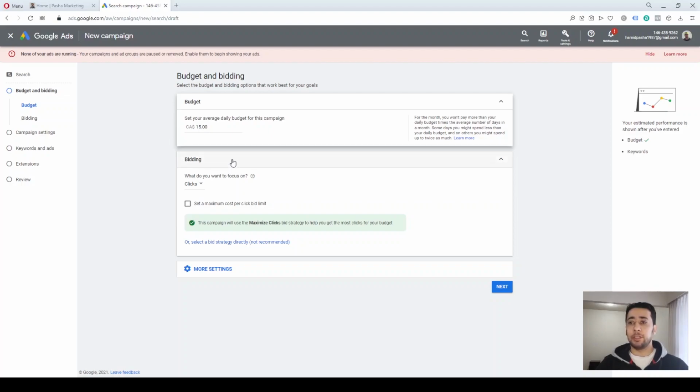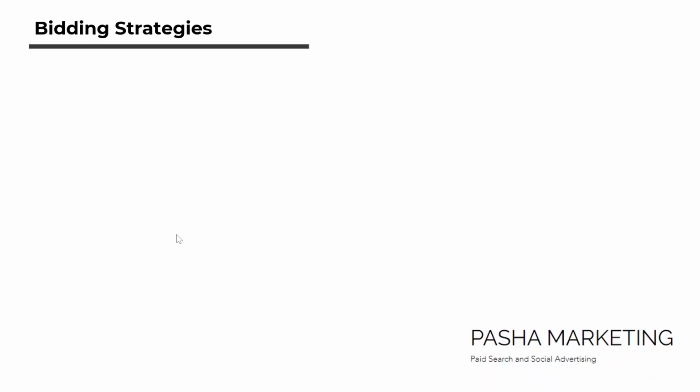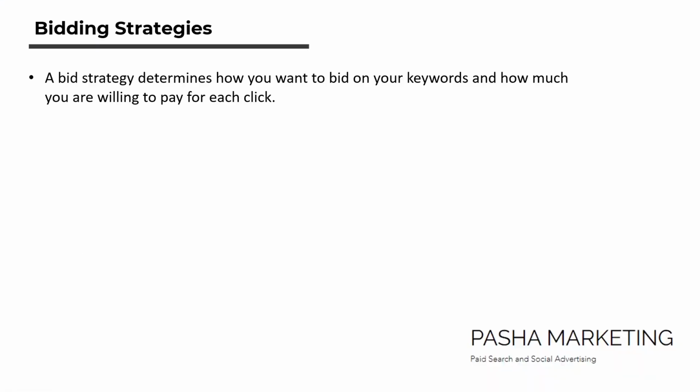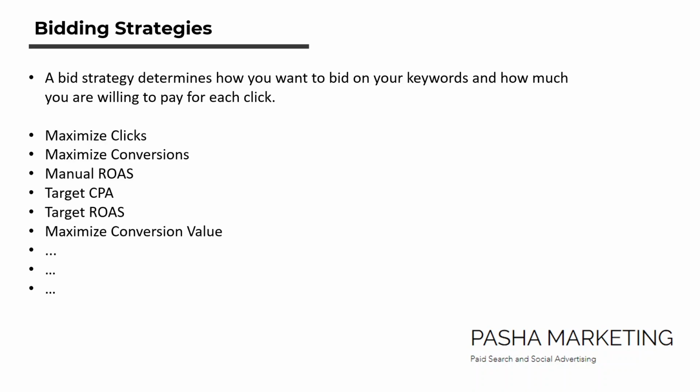Now we are going to choose our bidding strategy. A bid strategy determines how you want to bid on your keywords and how much you are willing to pay for each click. There are many options to choose your bid strategy, both automated and manual. Some options include maximize clicks, maximize conversions, manual CPC, target CPA, target ROAS, maximize conversion value, and there are other options too that you could choose depending on your goal, your strategy, and your campaign type.